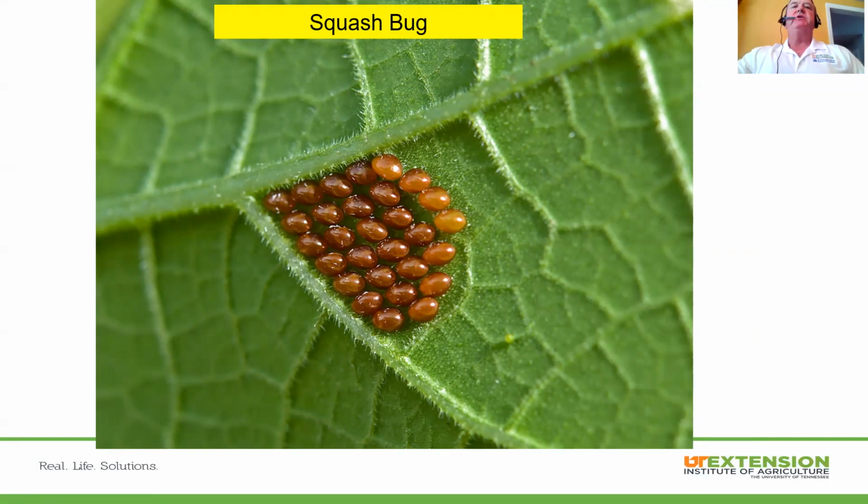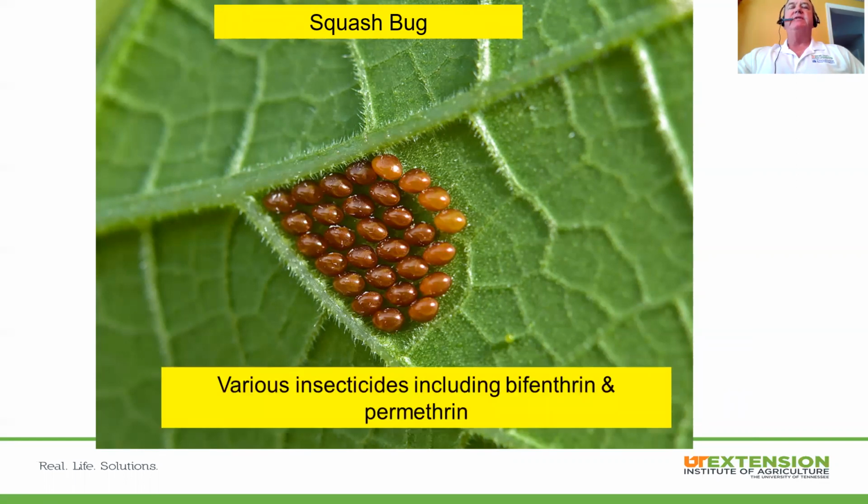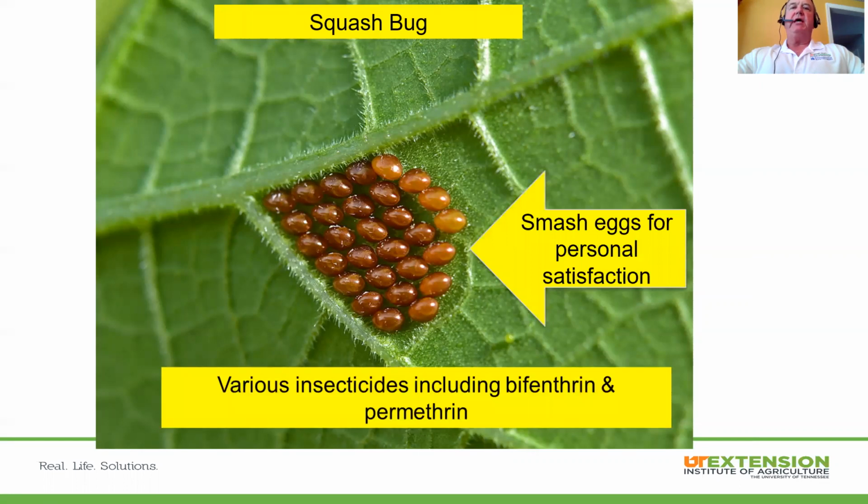Now, there are different ways to control these. The insecticides, just like for the cucumber beetle, those pyrethroid insecticides such as bifenthrin and permethrin, as well as others, have pretty good efficacy against the squash bugs. Another thing that you might do is just smash those eggs between your finger and your thumb, just so you can get a little personal satisfaction, because every one of those eggs you destroy will not hatch into a squash bug that can be a pest in your vegetable garden.